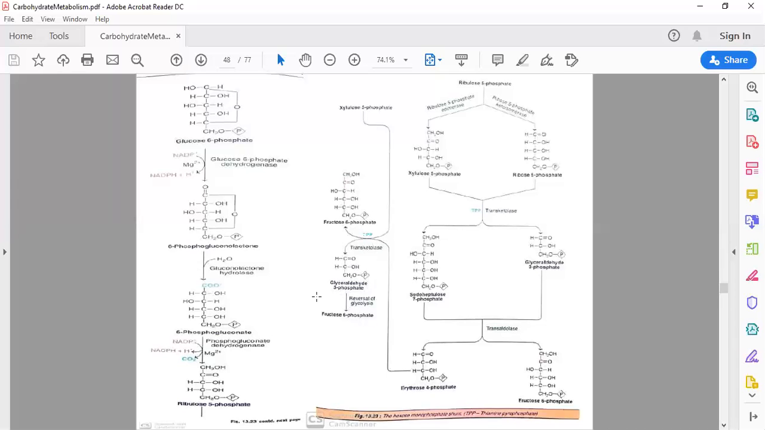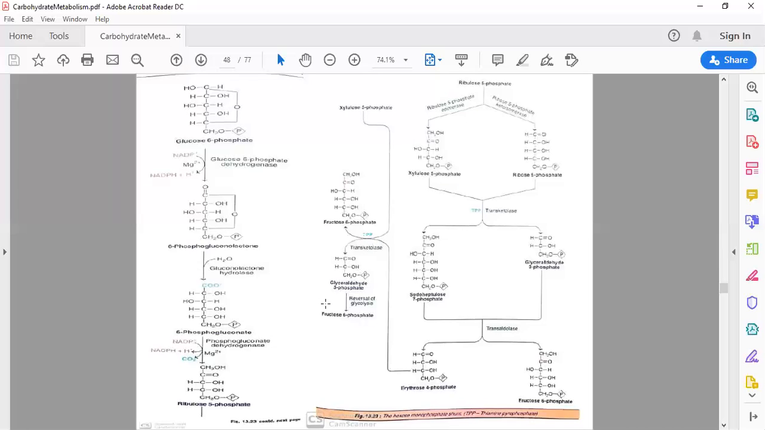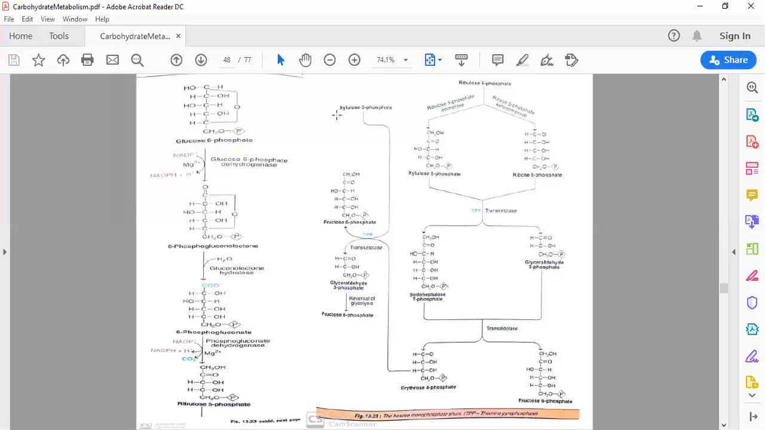So if you see, this is the outline of HMP shunt. In the exam, it is expected that you should not study the different structures, but I have mentioned them here to understand what exact chemistry is happening and how the shifting of 2 carbons and 3 carbons forms the 7 carbon compound, then 3 carbon compound, 5 carbon compound. So in the exam you can study this cycle where only the names are given and the carbon atoms involved. Here the enzymes are not mentioned, so it is very important that you must mention the enzymes.